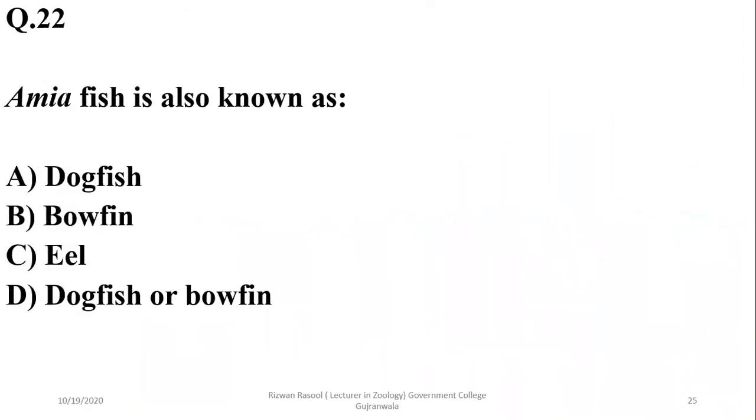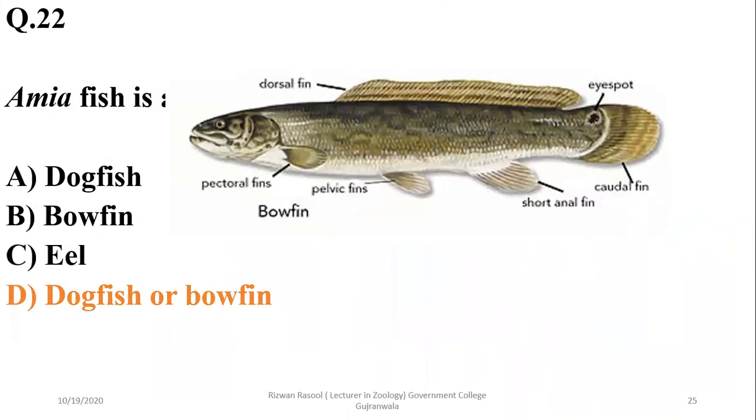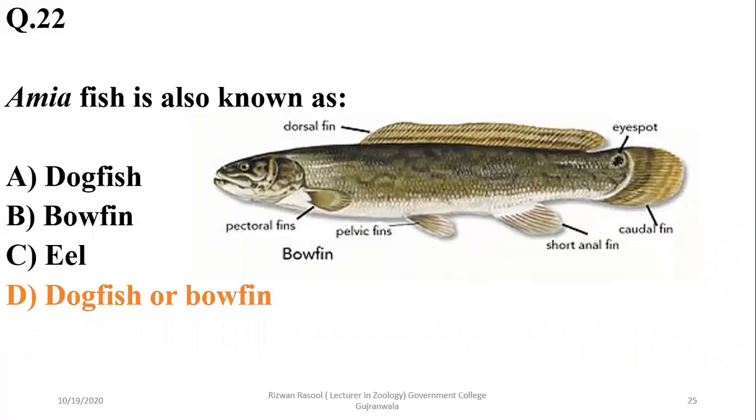Amia fish is known as dogfish or bowfin, as you can see over here. There's a diagram, a picture of amia fish, which is also known as bowfin or dogfish.